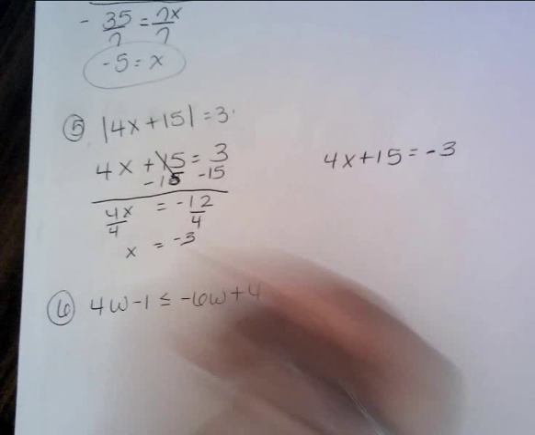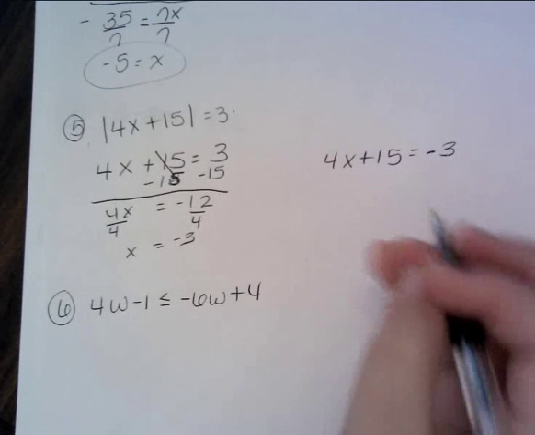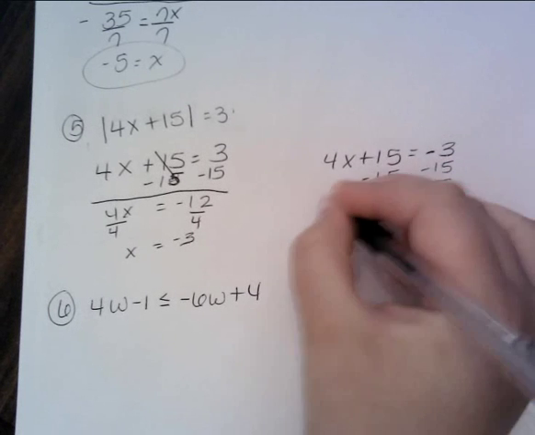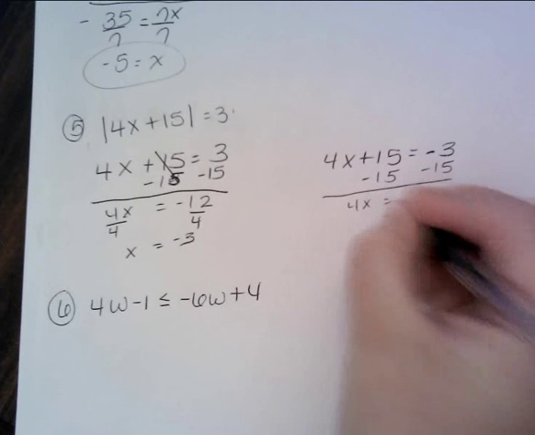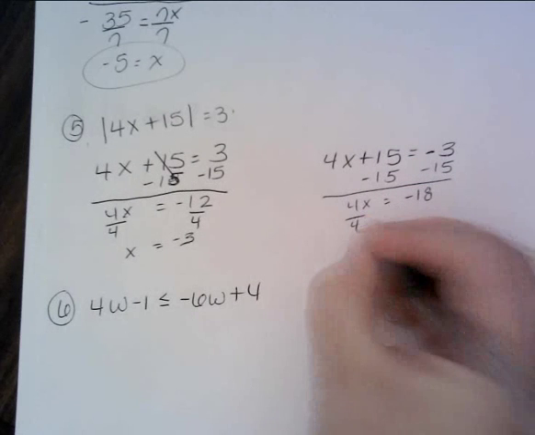And then subtract 15 from both sides. 4x equals negative 18. Divide both sides by 4 to get x equals negative 9 over 2. That's another one of your solutions.